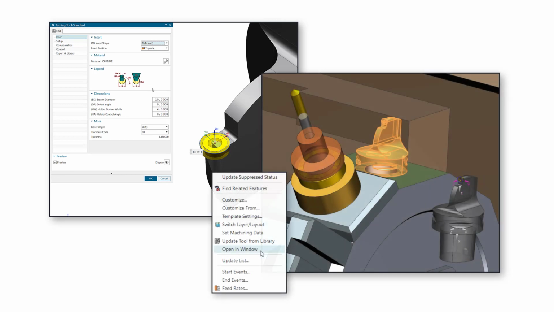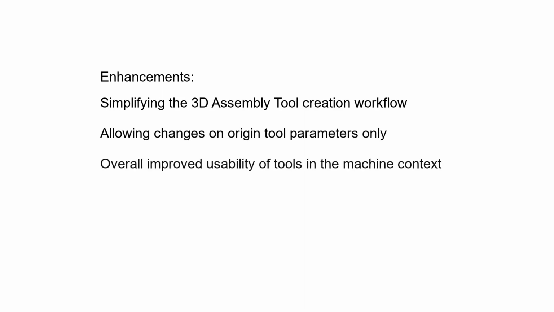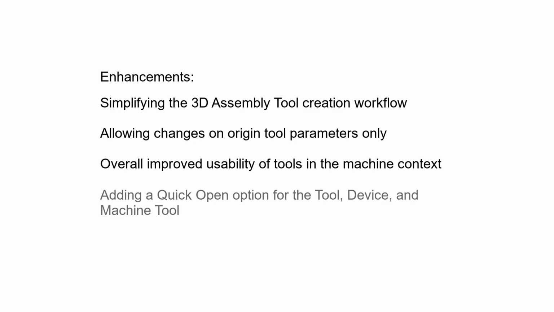Multiple enhancements have been made to tool handling in the context of the machine tool, reducing manual interaction and making tool handling easier and more intuitive. These enhancements include simplifying the 3D assembly tool creation workflow, allowing changes on origin tool parameters only, overall improved usability of tools in the machine context, and adding a quick open option for the tool, device, and machine tool.